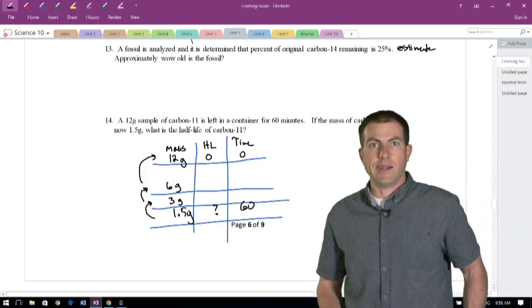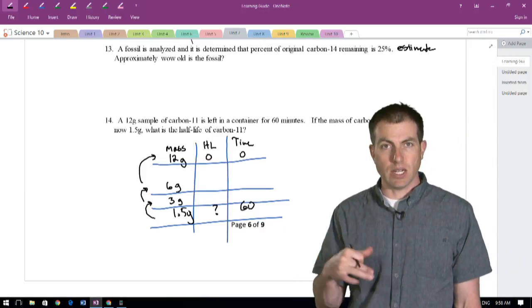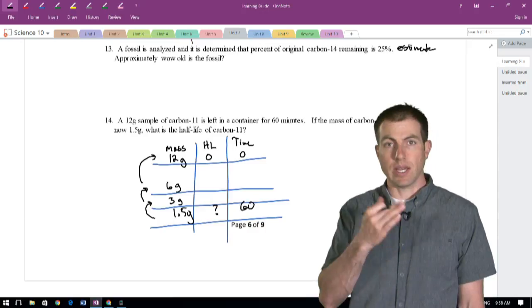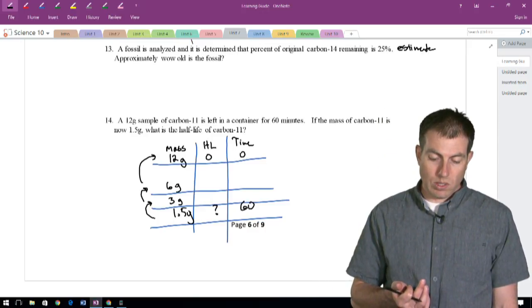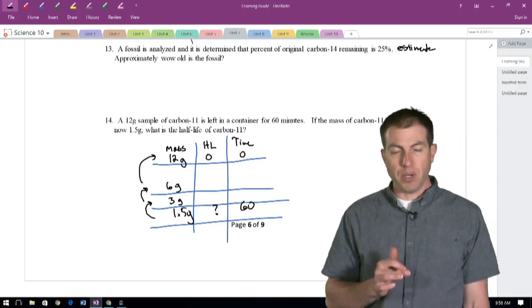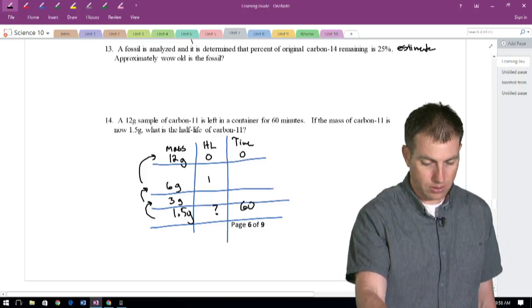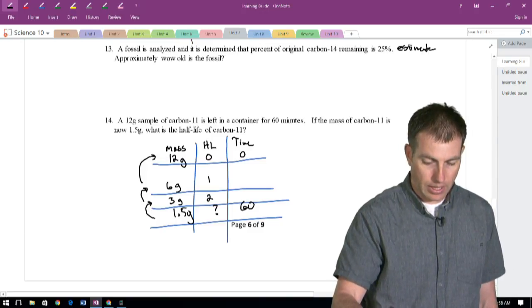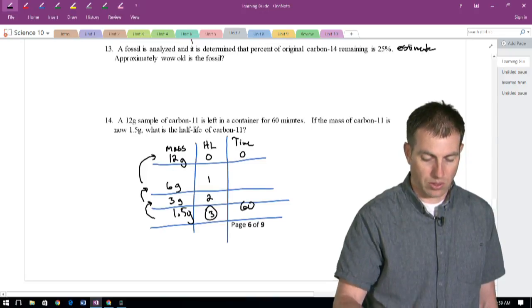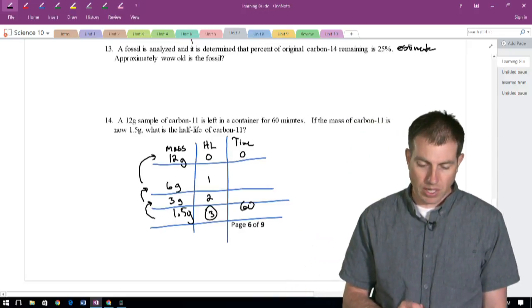So I'm working backwards because I know each step is going to take the mass and divide it in half. So if I go backwards, each step is going to actually double the mass. I don't know anything other than that. But what I can figure out now is that I've gone through 1 half-life to get to 6. I've gone through 2 half-lives to get to 3. And I've undergone 3 half-lives. So now I know this is 3 half-lives to get to that 1.5 grams.